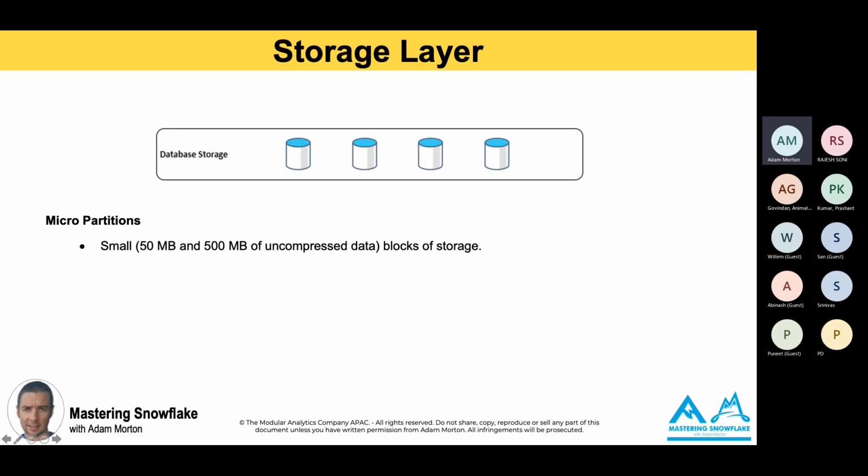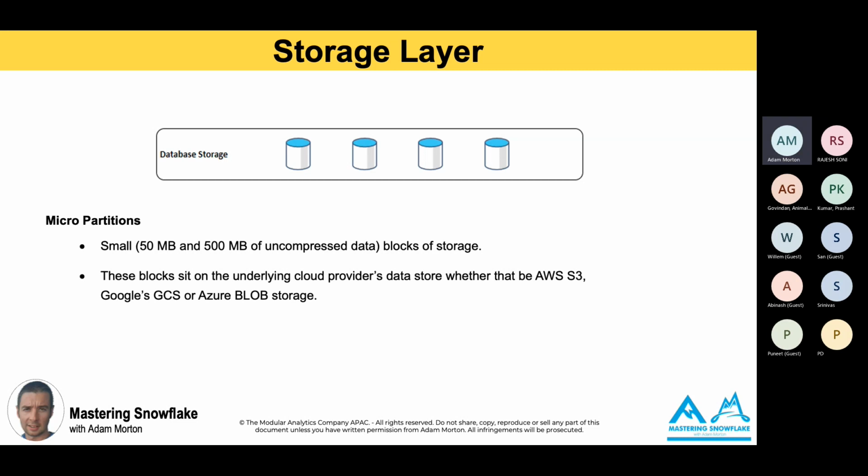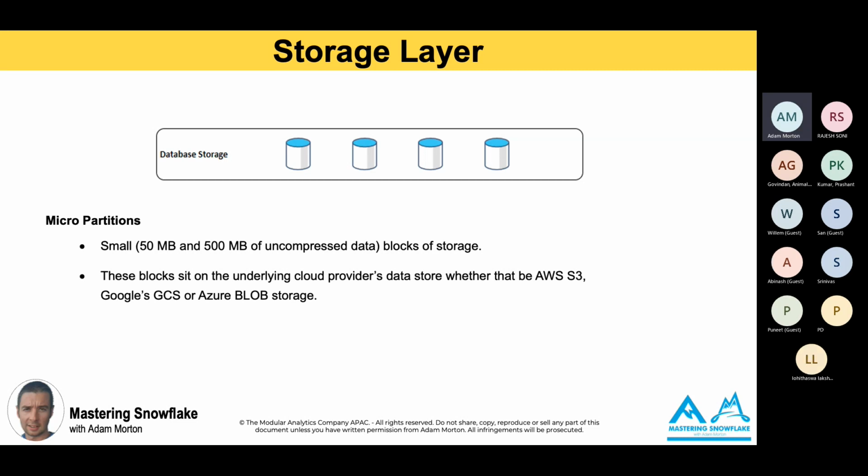Now, data is stored in something called micro partitions. These are very small, as you can see there, 50 to 500 meg of uncompressed data. In practice, that's smaller because data gets compressed when you load it onto Snowflake, which we'll cover in a second. And those actual blocks of storage sit on the underlying cloud provider's data store. And that could be, in Snowflake's case, Amazon, Google, or Microsoft. That's completely transparent to you as the user.